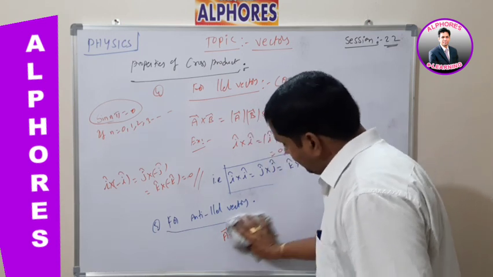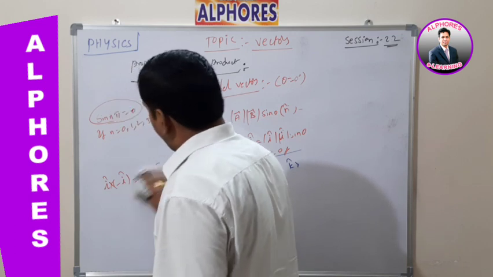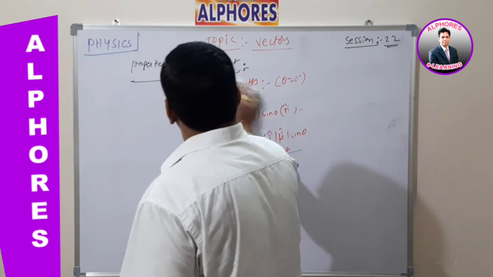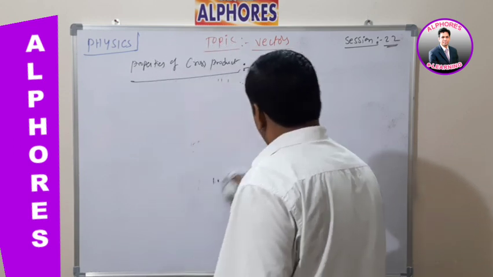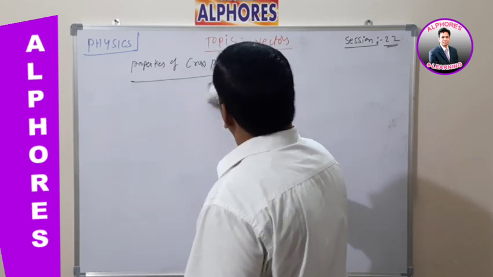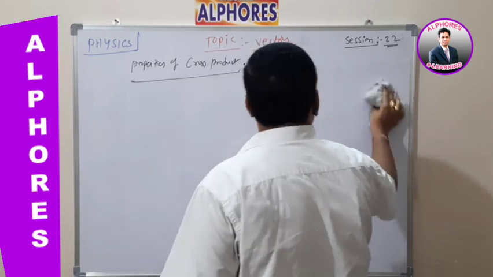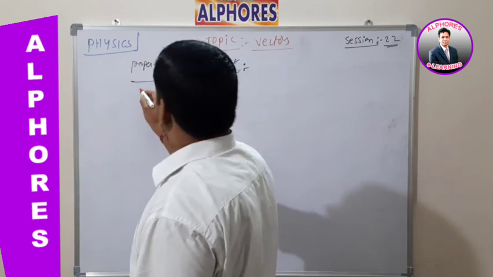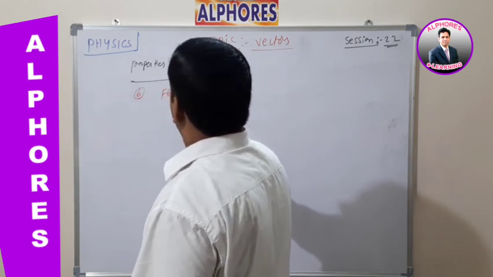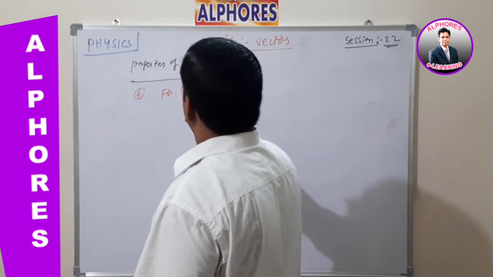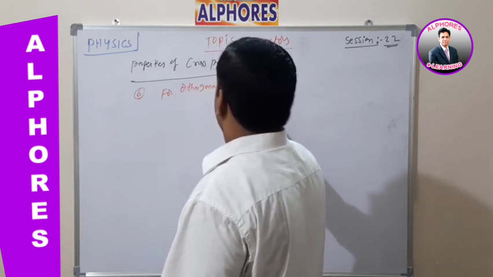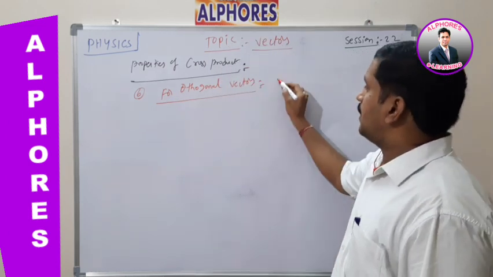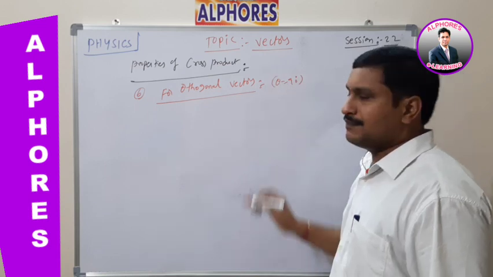Now listen carefully again. For orthogonal vectors, what happens to this cross product? This is, I think, the 6th one. For orthogonal vectors, orthogonal or perpendicular vectors, what happens to this value? Theta is equal to 90 degrees.